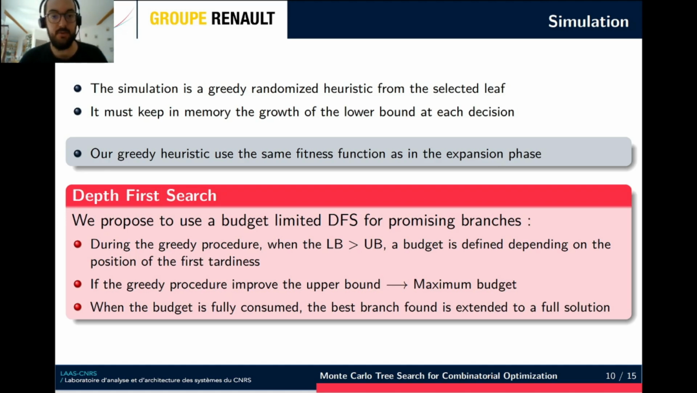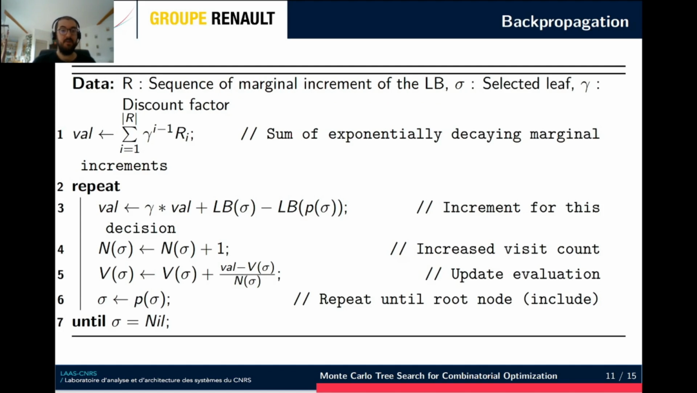Finally, when the budget is fully consumed, if we don't have a full solution, we extend the best branch we found to a full solution using the heuristic. And finally, the backpropagation. So in this phase, we have to backpropagate the growth of the lower bound through the path from the selected node sigma to the root.